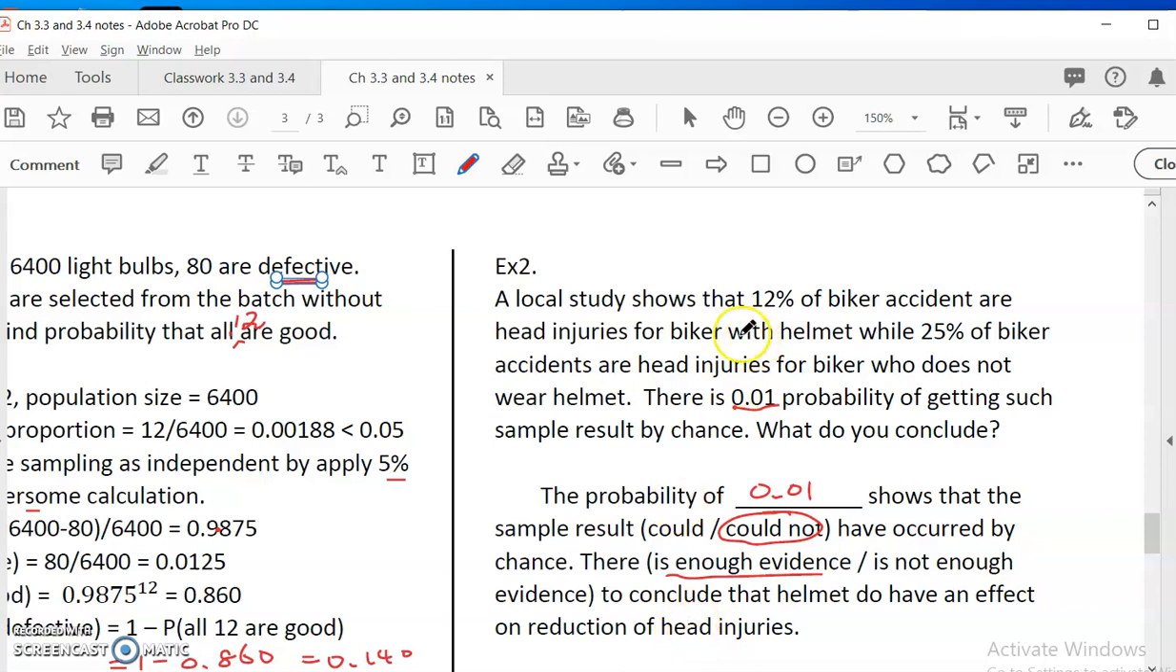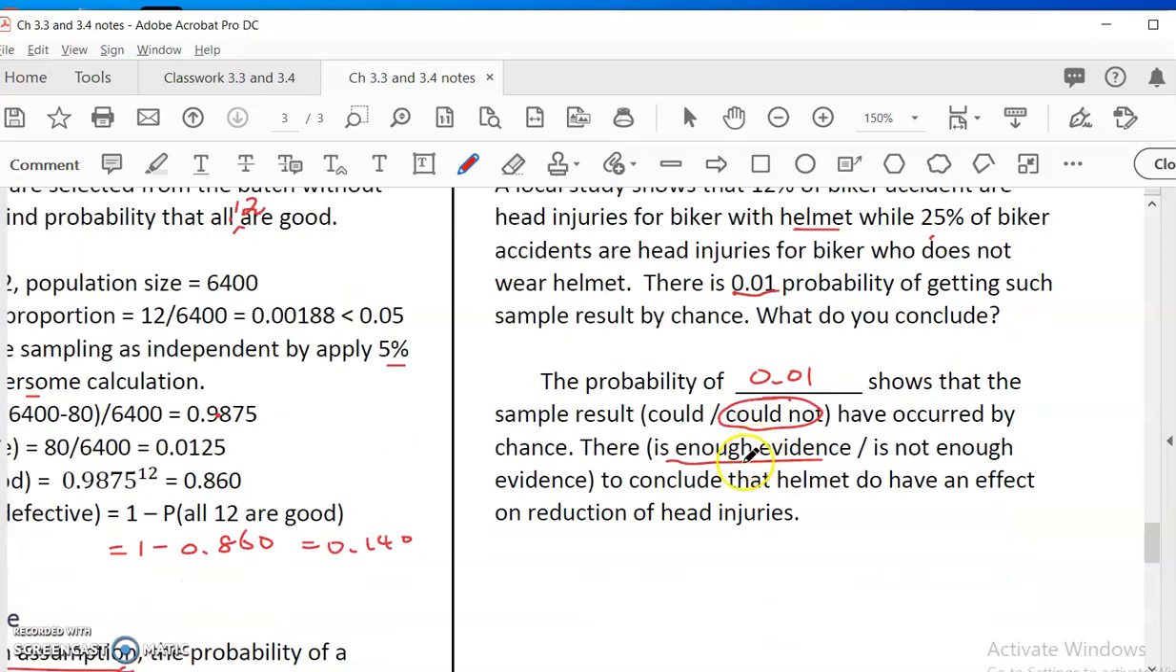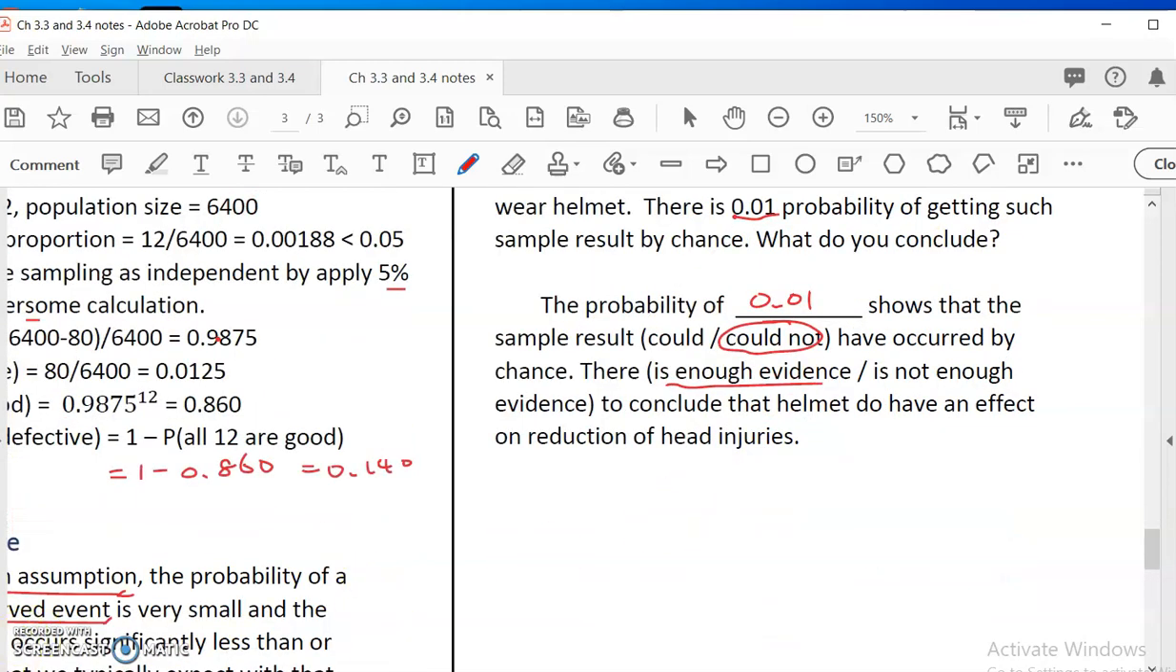You see something that is usually 25%, but suddenly it becomes 12%. The only change is the helmet. So this big change could not have occurred by chance only. If you know probability, you can calculate the chance for 25% to drop to 12%, and it is 0.01. It cannot have occurred by chance. The only reason you can explain is the helmet. So it is strong evidence that the helmet is effective. So this is called the rare event rule.